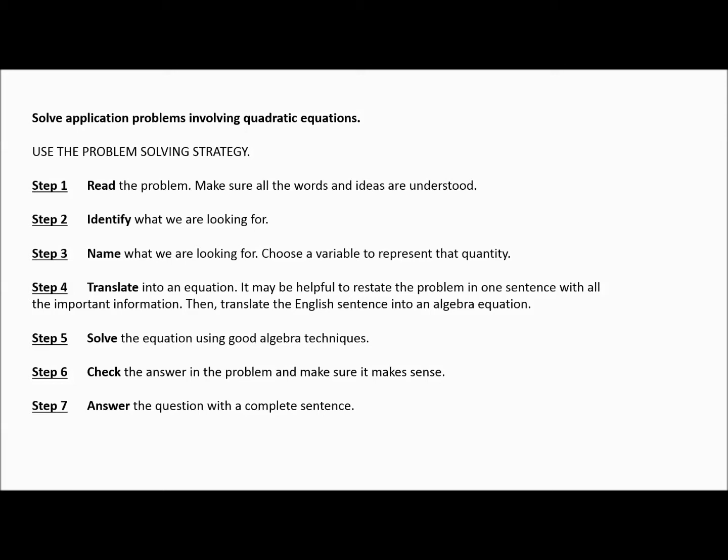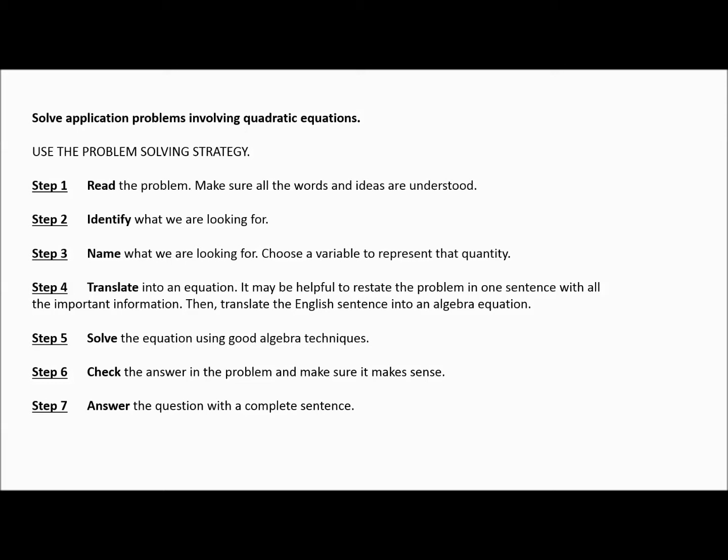Step 2, we want to identify what we're looking for. If we're looking for area, we need to identify that. If we're looking for the length of a side, we need to identify that. We could possibly be looking for height. Step 3, name what we were looking for. So you want to choose a variable to represent what you're looking for. You could always use X if you want to, but sometimes using H for height or W for width would be a good idea. Step 4, translate into an equation.